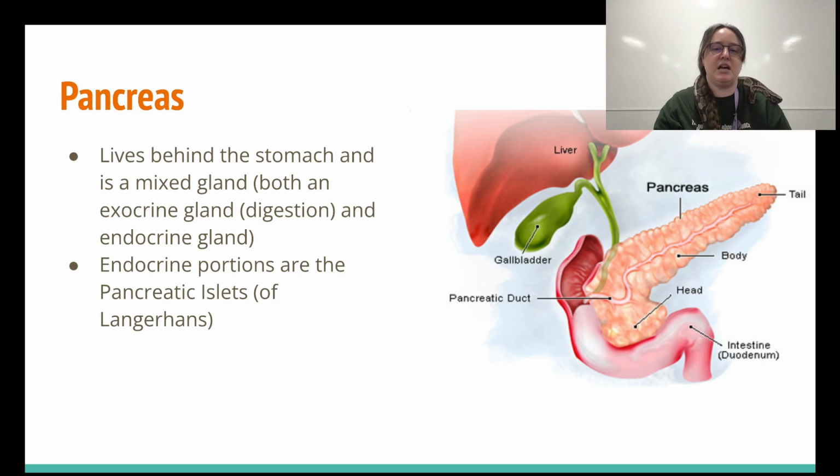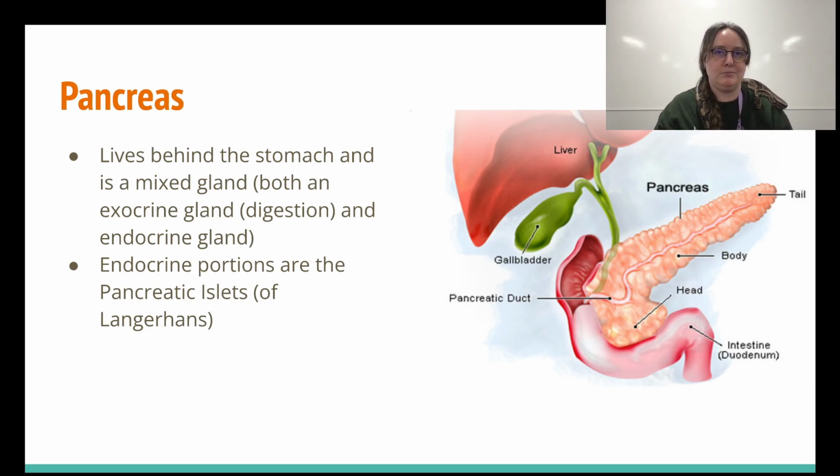Anyway, next up is the pancreas. The pancreas is going to get talked about twice. He's so special because he is part of your digestive tract, but he's also part of your endocrine system because he has two jobs, and he's good at them. So he lives behind the stomach, and he's a mixed gland. So he's both an endocrine gland, which is the endocrine system, and an exocrine gland for digestion.